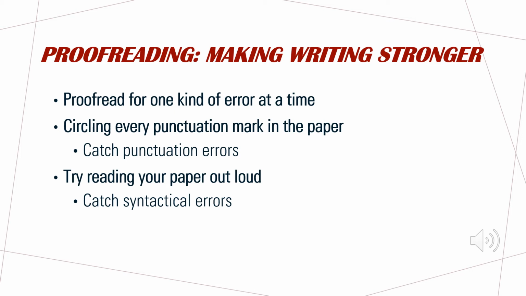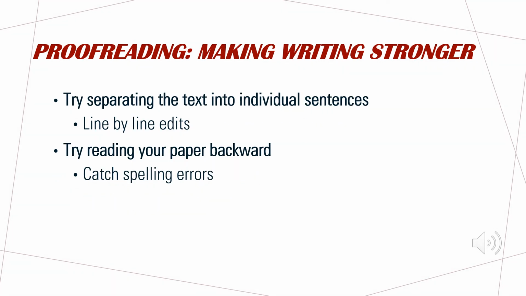The second tip is to try circling every punctuation mark in the paper. This draws your attention to the punctuation and pushes you to check its accuracy within that sentence. The third tip is to try reading your paper out loud. If you're struggling to follow your paper orally, you are likely struggling with things like syntax, and you may have some run-on and incomplete sentences that need to be corrected. This is also a good way to listen to the rhythm of your sentences so that you can work on varying their rhythm. Varying the rhythm of your sentences can make your writing more engaging to the reader. If time allows, a great way to proofread your paper is to do a line-by-line edit.